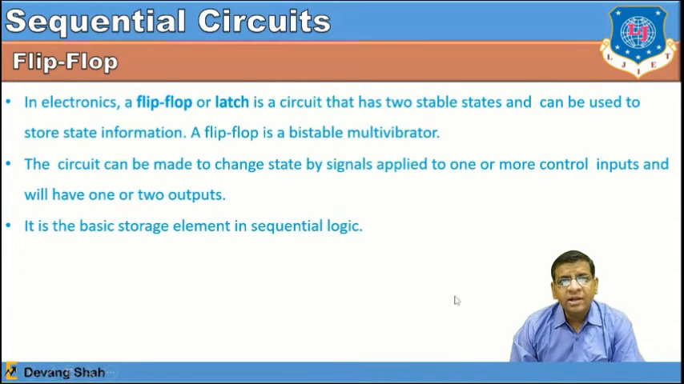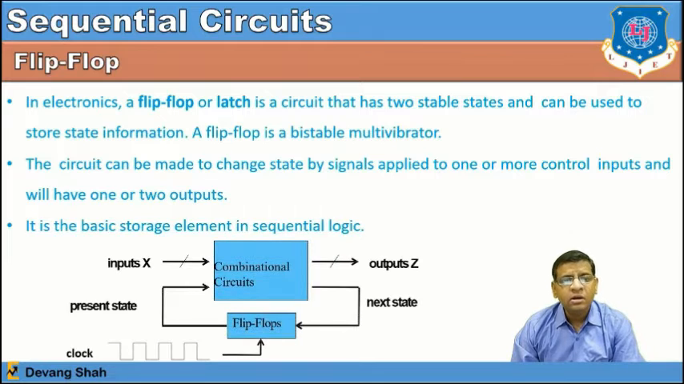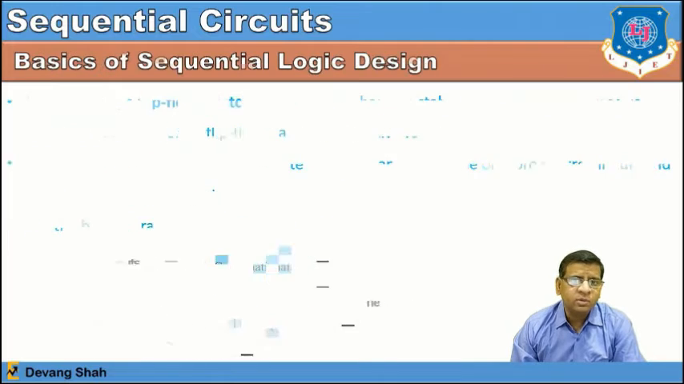By also applying the clock. In electronics, a flip-flop or latch is a circuit that has two stable states and can be used to store information, right? A flip-flop is a bistable multivibrator, and this is more or less related to the analog circuit concept. The circuit can be made to change state by signals applied to one or more control inputs, and will have one or two outputs, right? It is the basic storage element in a sequential circuit. After the application of the clock pulse, the flip-flop has the capacity to store 1 bit of information. So overall you can design a sequential circuit, right?